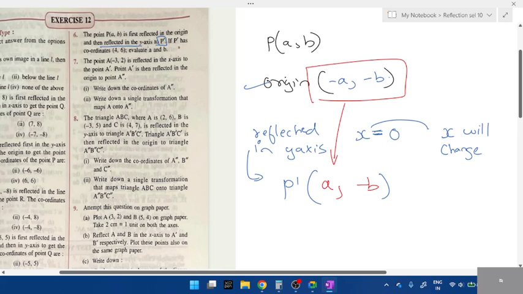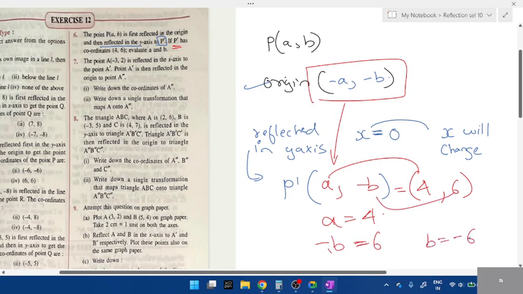Fine. Next, if P dash has coordinates 4 and 6, what's the actual value of this? Find the value of A and B. What is A value? Compare it. Minus B is how much? 6. B cannot be negative. Minus goes to the other side. B is equal to minus 6. Did you understand this?